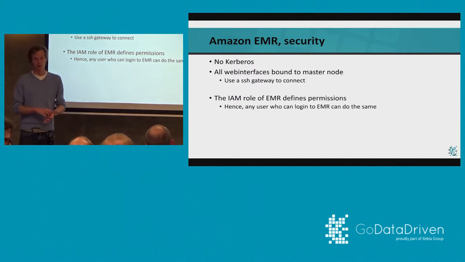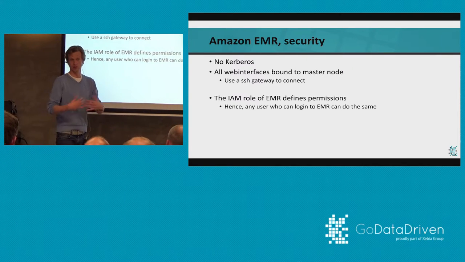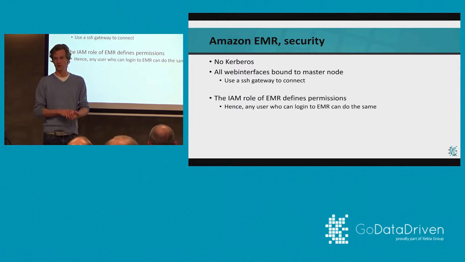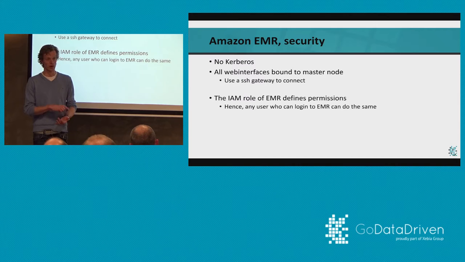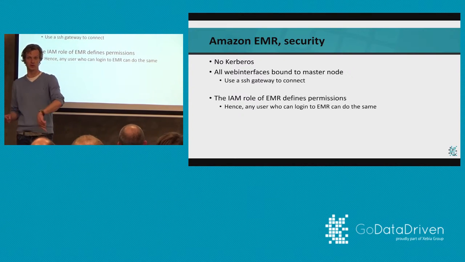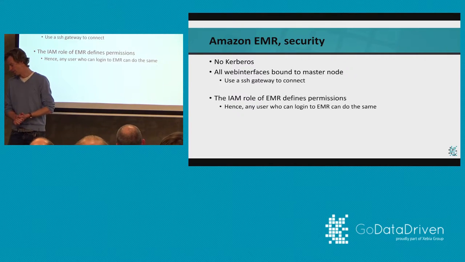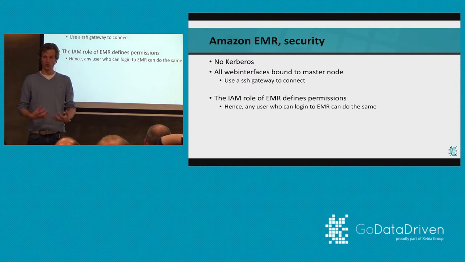The web interfaces are bound to the master node, and they're listening to the machine itself. So they're not exposed to the internet, they're just local machine only. So if you want to access all of the Hadoop web interfaces, I have to SSH into the machine, and basically you have like a dynamic SOCKS proxy to access it. It's not a big deal, but you have to work around it.